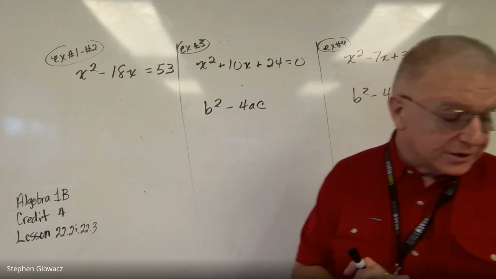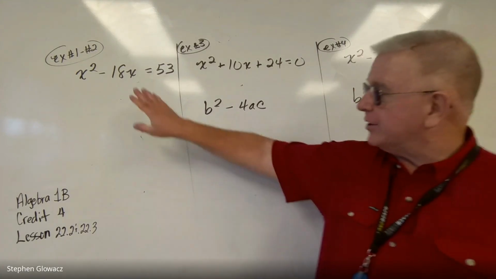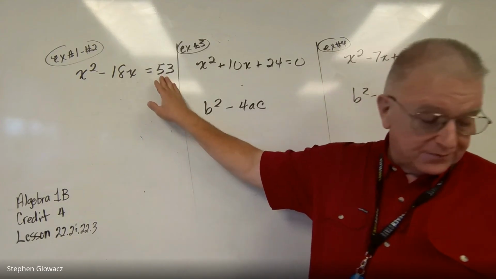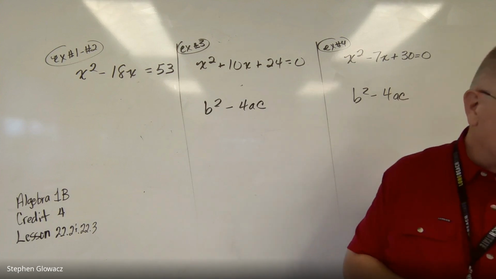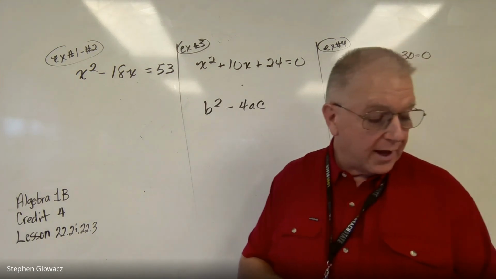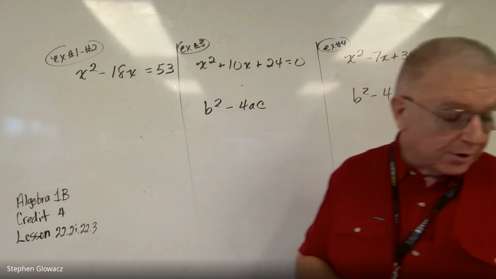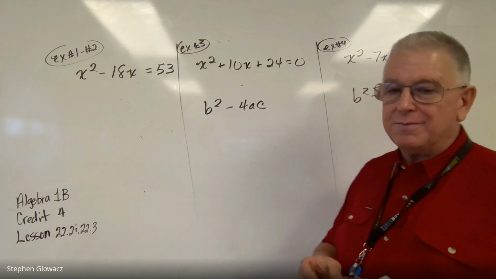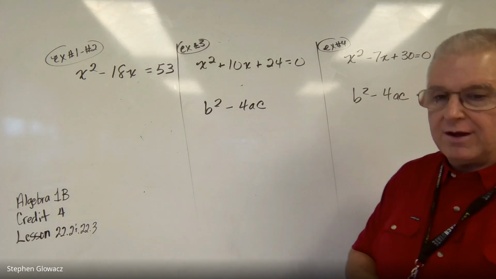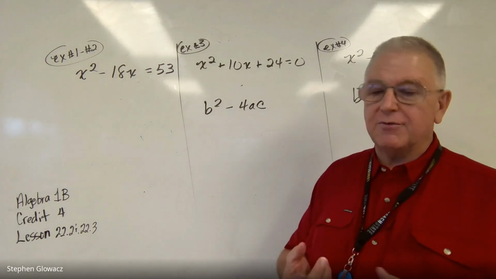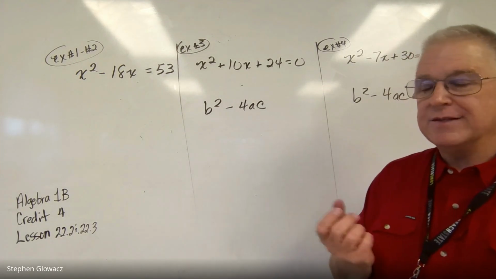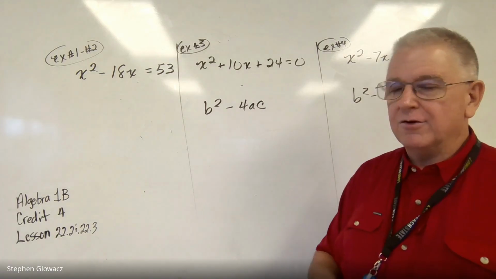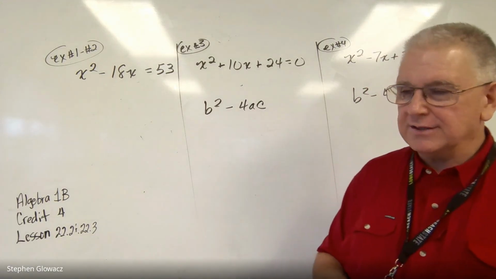It says Richie is solving the equation, and the equation for our example is x squared minus 18x equals 53. By completing the square, what number should he add to both sides of the equation to complete the square? So to complete the square means to make it a perfect square trinomial. And a perfect square trinomial just means if we were to factor it, it would be the same two factors, like x minus 5 times x minus 5, versus x minus 5 and x plus 7.